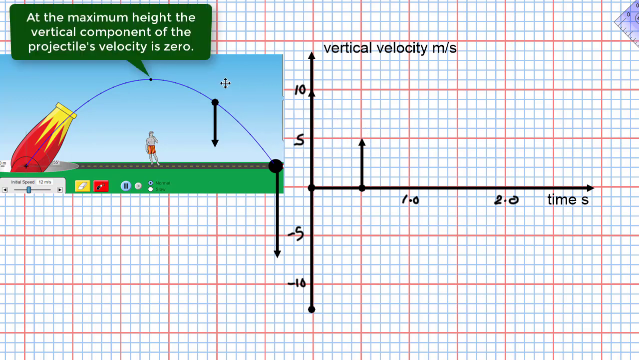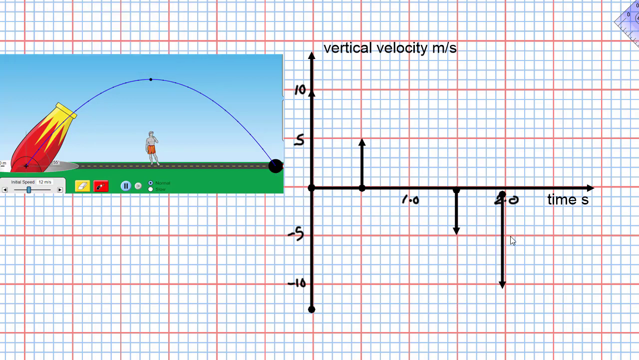And we know that at the top of the flight we're going to have zero vertical velocity, so that point there is going to be zero. Then 1.5 seconds later we move to here, and our final vector at 2 seconds is here. Now we take our ruler, and we can see that the tops of each of the components of the vectors all lie in a straight line. So we can draw a line to represent our velocity time graph.